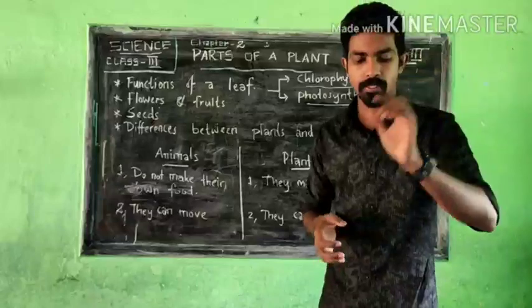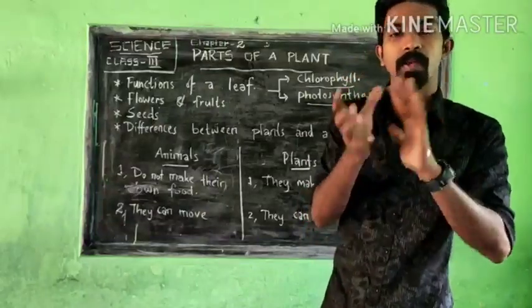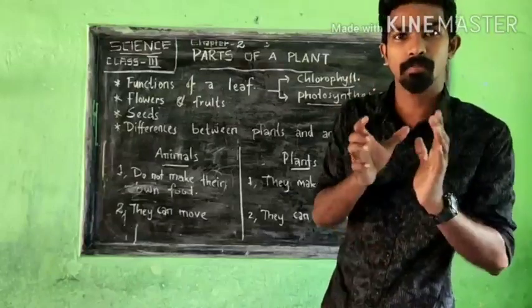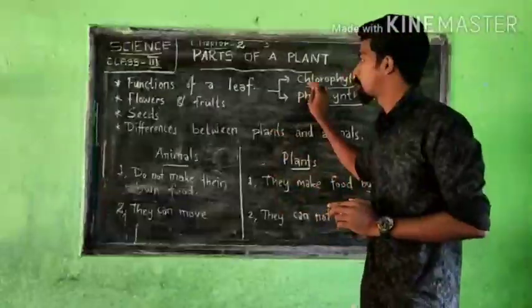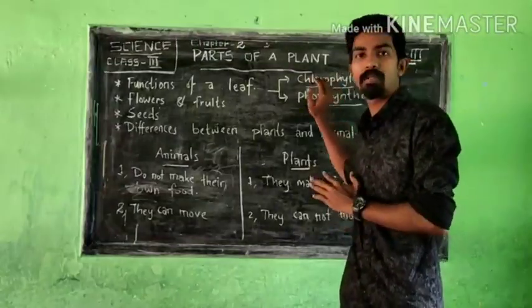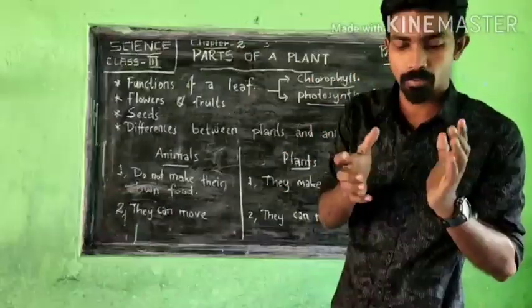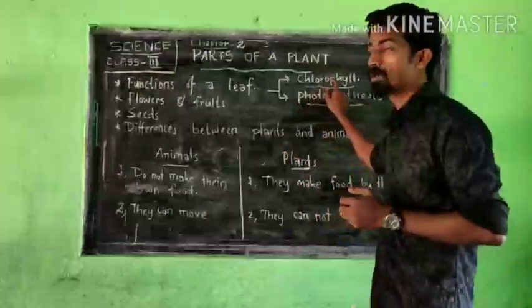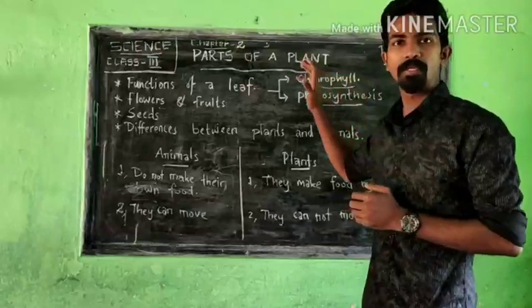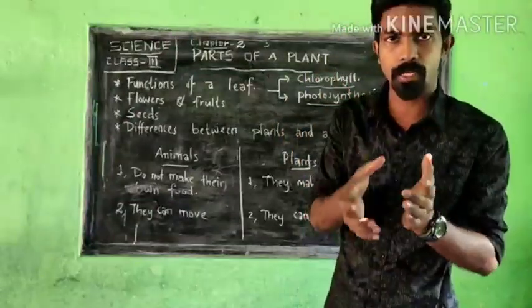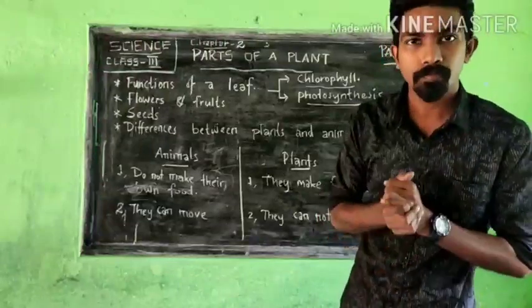There is a green color pigment. Almost all the plants are green in color. So there is a green-colored substance present in the plant, that is called chlorophyll. The plant has that chlorophyll, and with the help of that chlorophyll it traps energy from sunlight. That is the main function of chlorophyll. It traps energy from the sunlight, and with the help of that energy, the plant makes food.